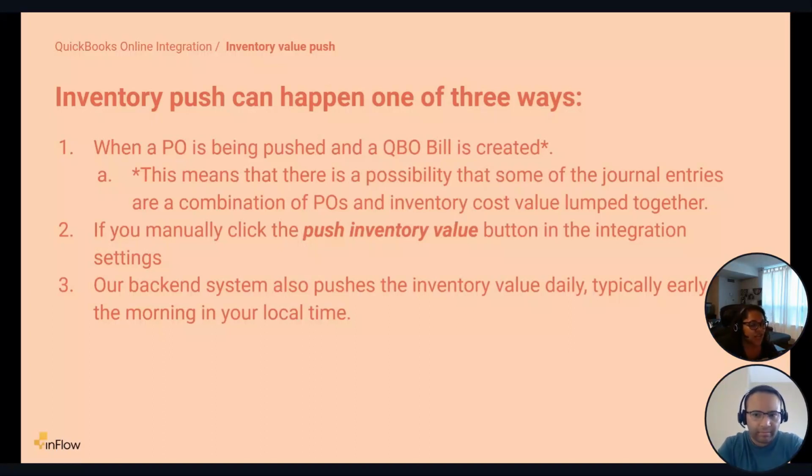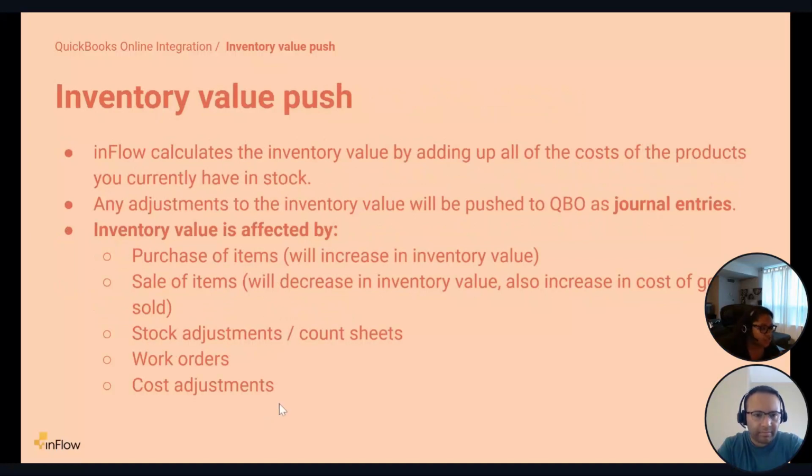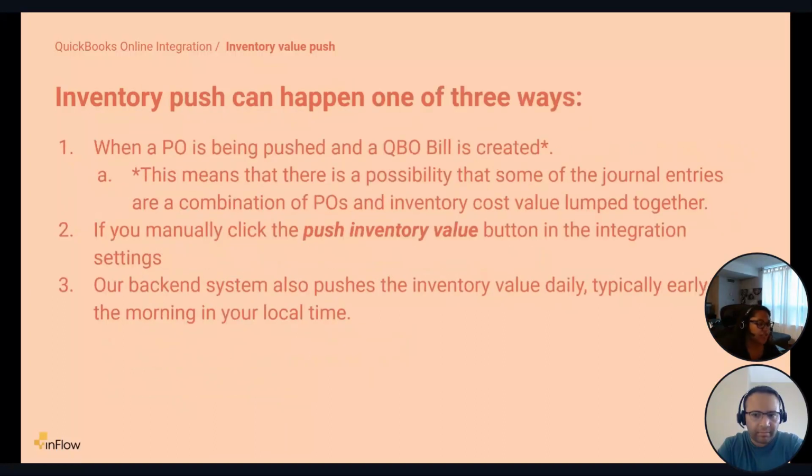So you may see some journal entries that may not make a lot of sense, but essentially, whenever inFlow pushes that inventory value, it is taking into account all of the things that I previously mentioned on the past slide. So any cost adjustments, any stock adjustments, any work orders, and it will basically lump it all into a journal entry there on the QBO side.